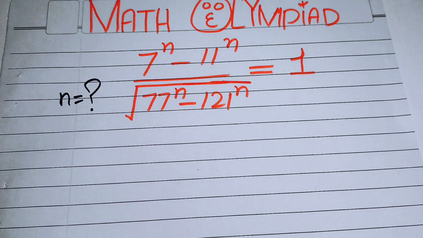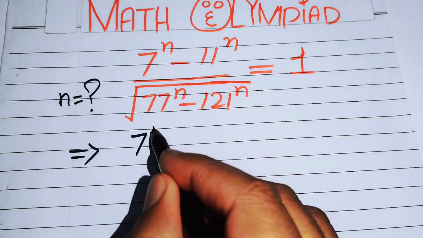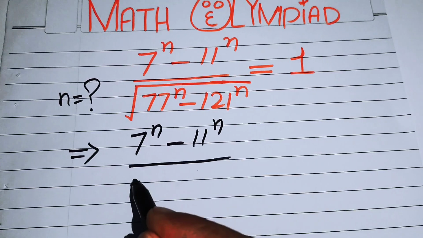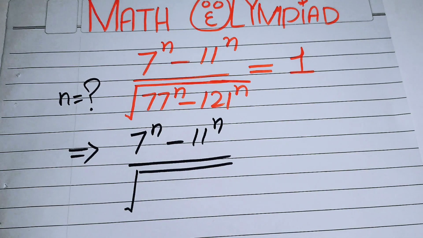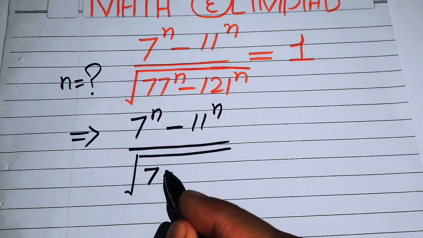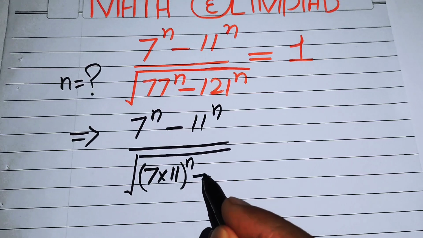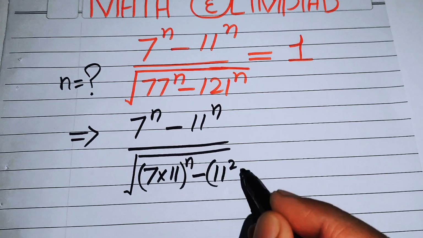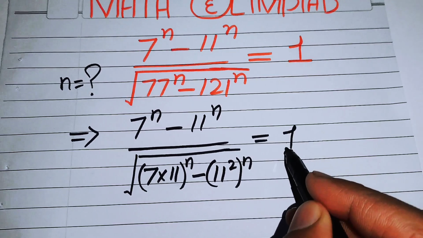So the very first thing we are going to do is rewrite this equation as 7 to the power of n minus 11 to the power of n, and this whole over the square root of 77, which we will write as 7 times 11 and its whole power n, minus 121, which we will write as 11 squared and its whole power n, and it is equal to only 1.